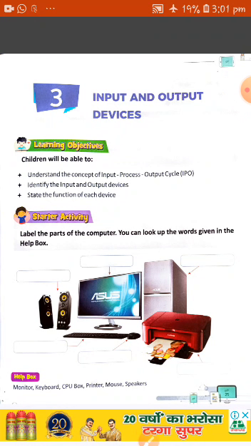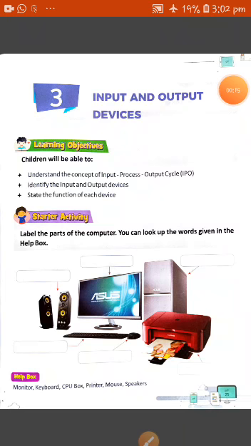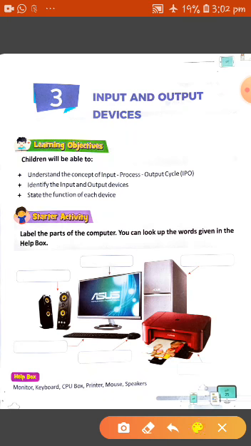In this video, we are going to discuss Chapter 3, Input and Output Devices. In the previous class, we already learned about the parts of the computer. Let's revise once again. Let's start with this activity. Label the parts of the computer. You can look up the words given in the help box.